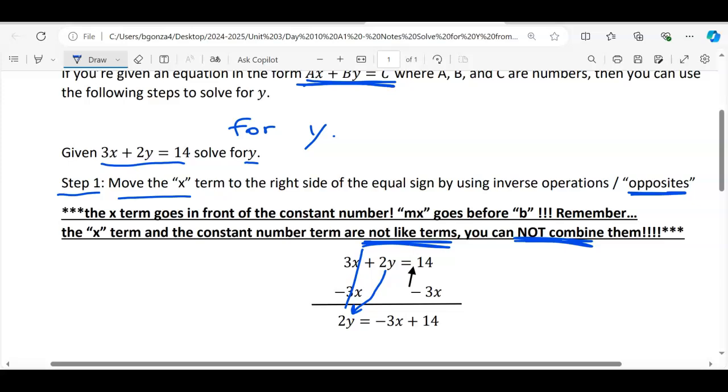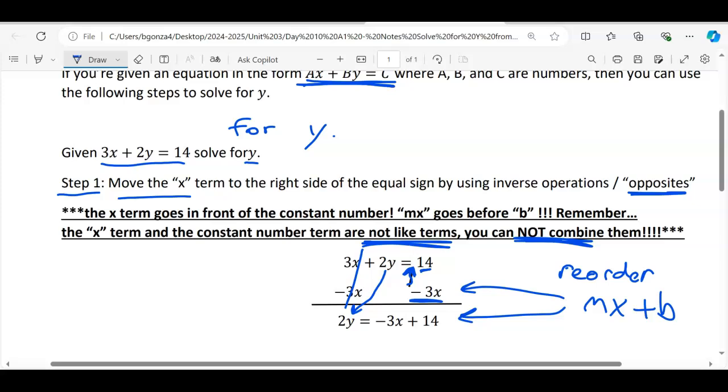The negative 3x and the 14 do not combine, right? Do you see how negative 3 has an x? 14 does not have an x. They're not like terms. They're not the same, okay? So we just write them next to each other. And remember that mx needs to go in front of the b. So this x term, see my arrow? Always goes in front of the constant. So the minus 3x goes first. The plus 14 goes second. You have to reorder them, okay? Reorder to make it mx plus b. Okay?